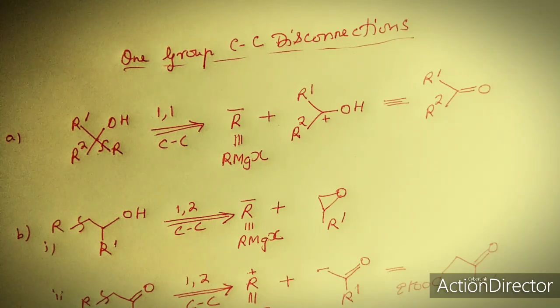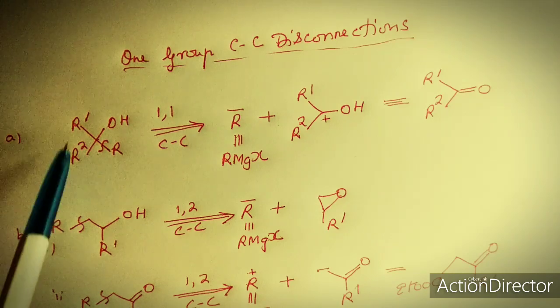So let us see how these disconnections can take place. Remember one thing, we are disconnecting with respect to one group. That is, we are taking into account the presence of only one functional group attached to carbon. The bifunctional ones, 1,3, etc., we have done because we took them up in class. For those of you who missed it, we are just going over it again.